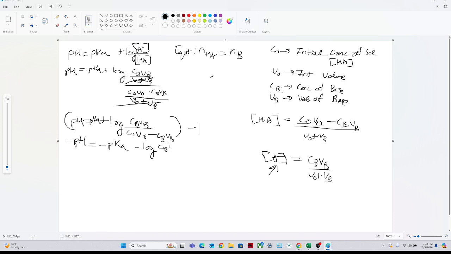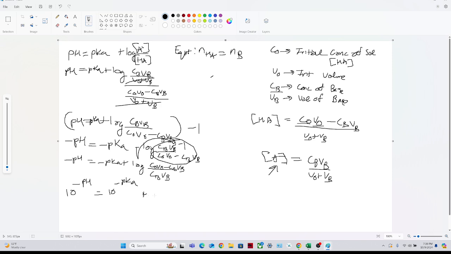Minus log of Cb Vb over C0 V0, or not Cb Vb. I can also then rewrite this as negative pH is equal to negative pKa plus, and I move the log to the top. These are using logarithm rules. And so plus log, and it'll become a negative exponent, and that means I can flip my interior. So C naught V naught minus Cb Vb over Cb Vb. Okay, I'm going to raise everything to the power of 10. So 10 to the negative pH is equal to 10 to the negative pKa plus log C naught V naught. Boom.